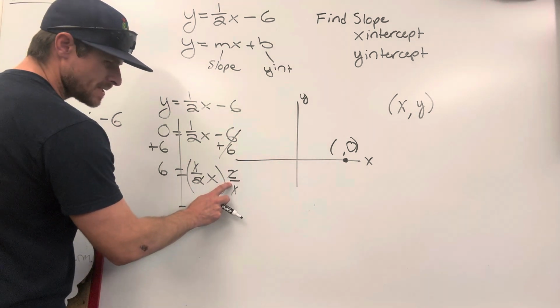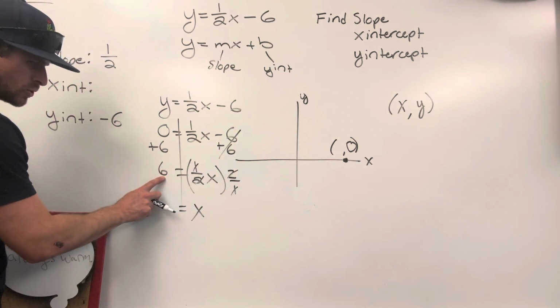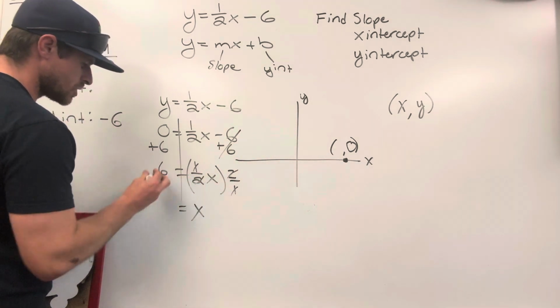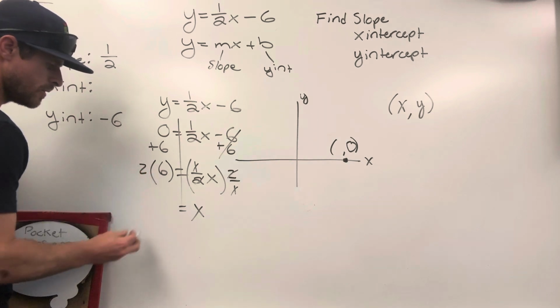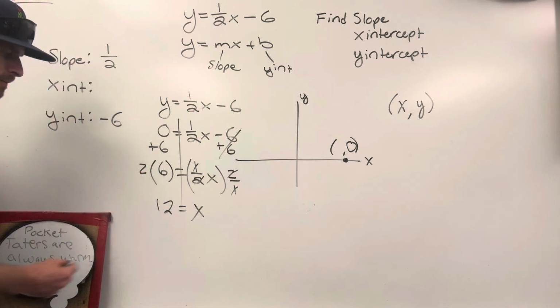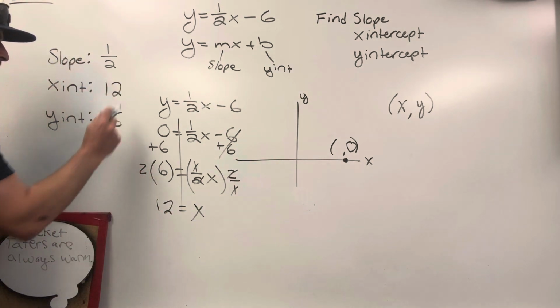Now, if I multiply this side by 2/1, I've got to multiply this side by 2/1. 2/1 is really just 2. So let's just say 6 times 2. And now we've got our answer of 12. So I can go up here and say the x-intercept is 12.